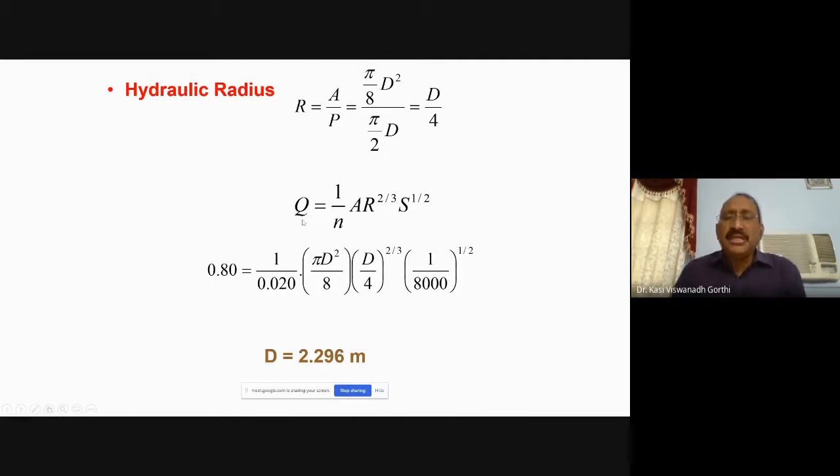So substituting, the discharge Q is 1 by N, A R power 2/3, S power half. 1 by N is 1 by 0.02, A wetted area is pi D square by 8, hydraulic radius R is D by 4, and S is 1 by 8,000. So substituting the values and simplifying, you are getting the diameter to be equal to 2.296 meters.